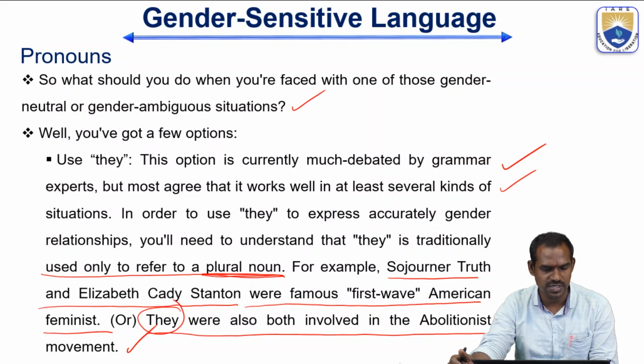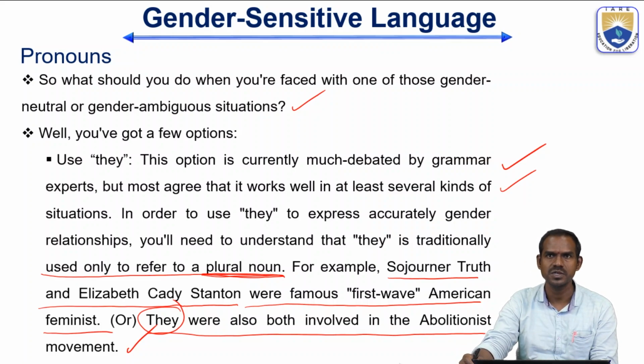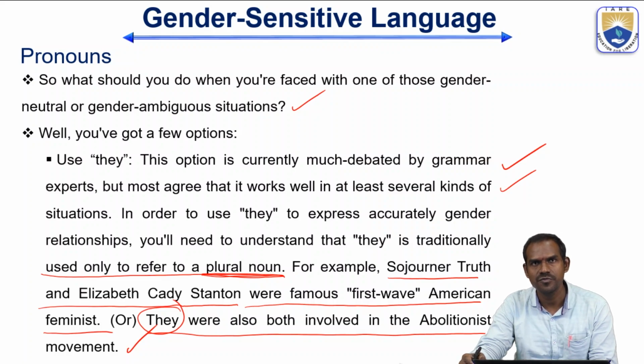Sojourner Truth and Elizabeth Cady Stanton were famous first wave American feminists. It can be rewritten as: they were also both involved in the abolitionist movement. I hope you understood when and where they is used as a pronoun.